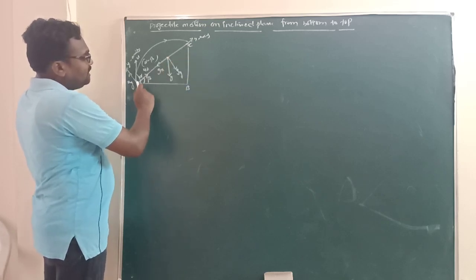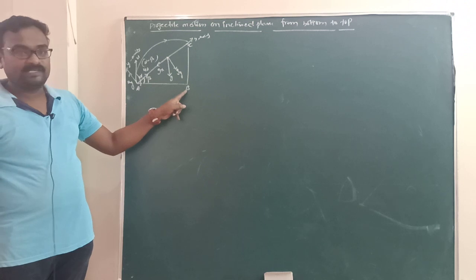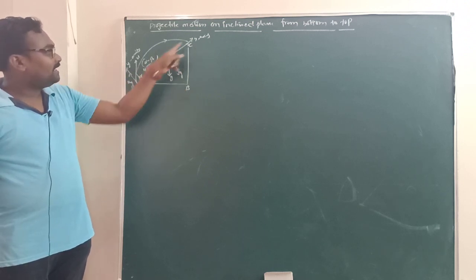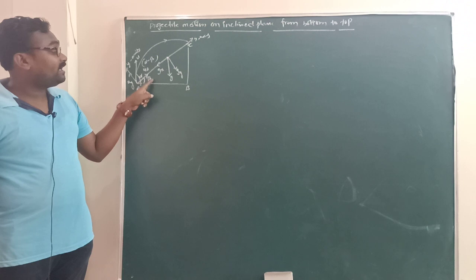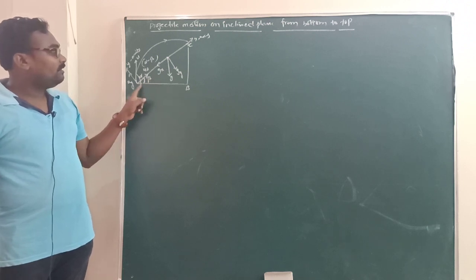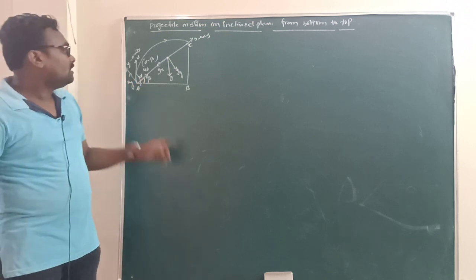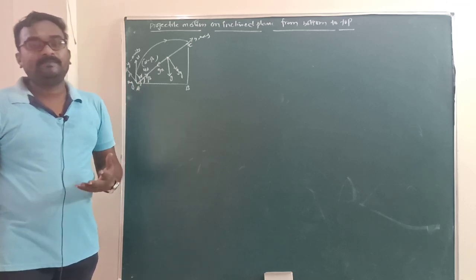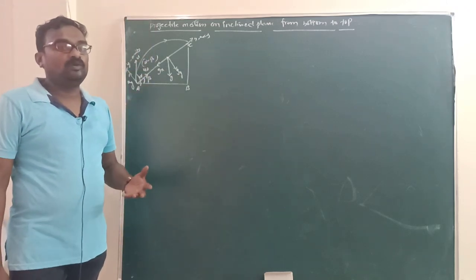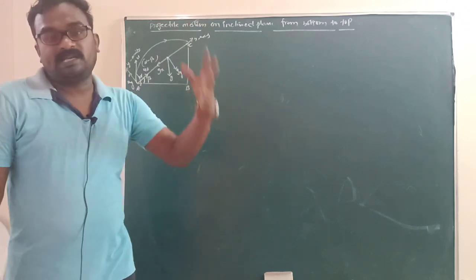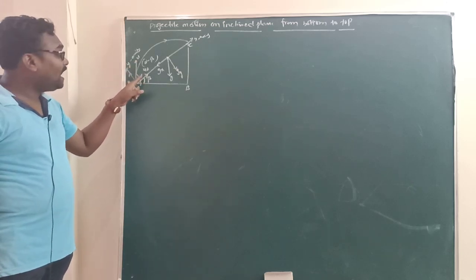ABC. AC is the inclined plane. AB is the horizontal. So that inclined plane makes an angle beta with AB. At the point A, which is the projection point, one projectile is projected with an initial velocity u, with an angle alpha.